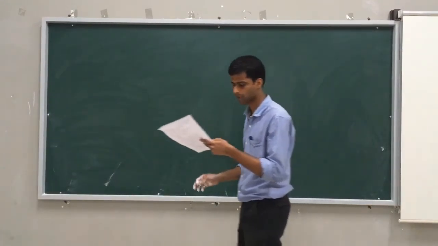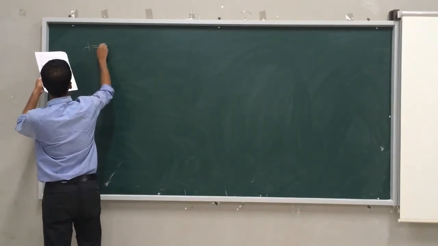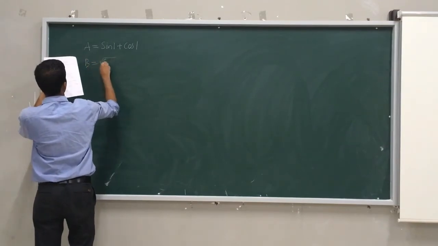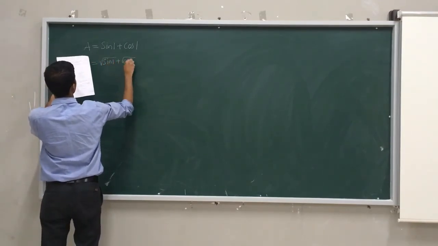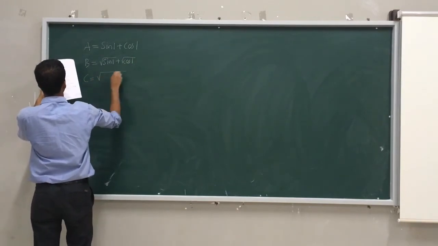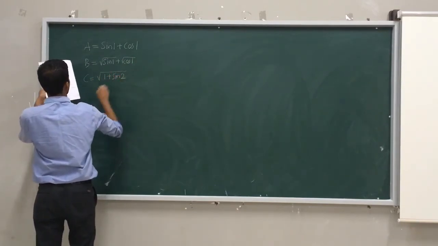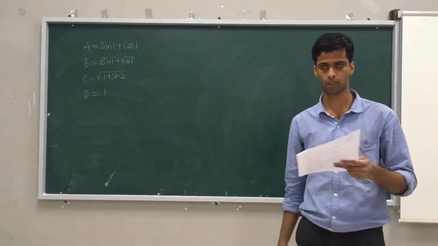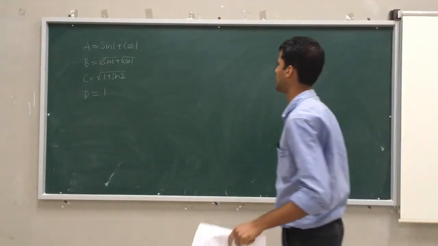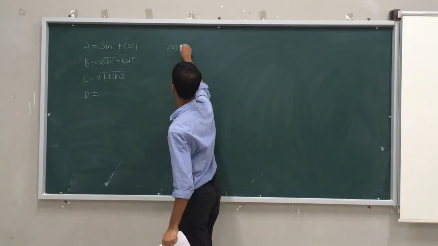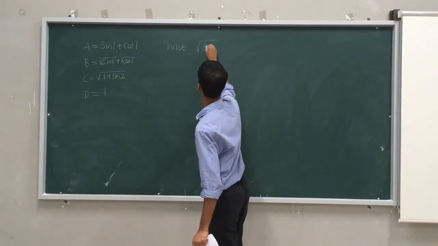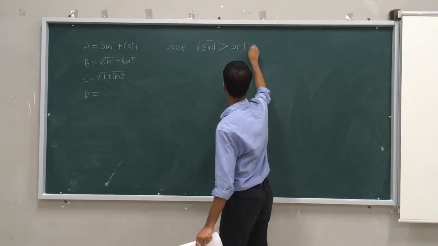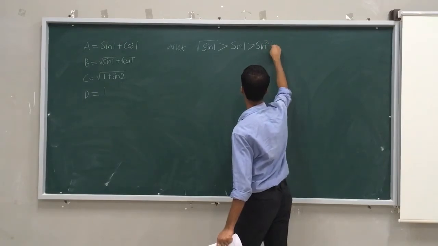So they have given 4 expressions in question number 39. First expression, A, is sin 1 plus cos 1. Second is root sin 1 plus root cos 1. Third is root of 1 plus sin 2. D is 1. Out of these, which is greatest? They expect an answer from us. One thing always keep in mind, my dear student: root of sin 1 is greater than sin 1, which is greater than sin square 1. This you always keep in mind.